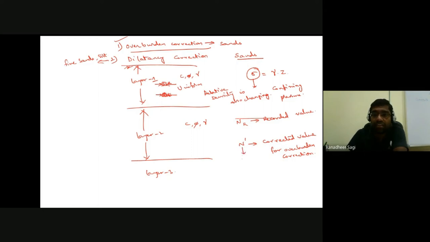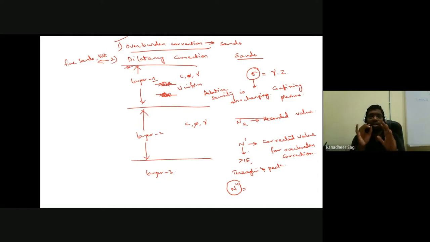In case this corrected SPT N value for 1 foot of penetration, after applying the overburden correction, is greater than 15, then according to Terzaghi and Peck, they have given an expression for finding the further corrected N value for the dilatancy effect. So we calculate the further corrected SPT N value after applying the dilatancy correction. This is applied when the SPT N value, even after the overburden correction, is greater than 15.